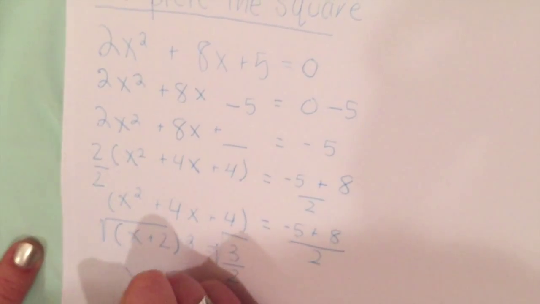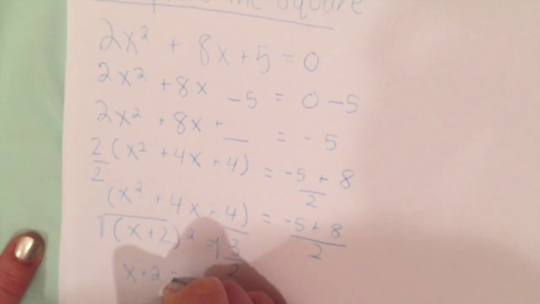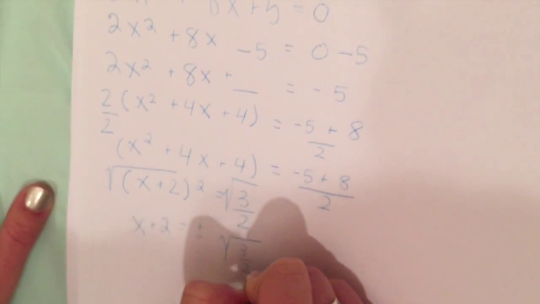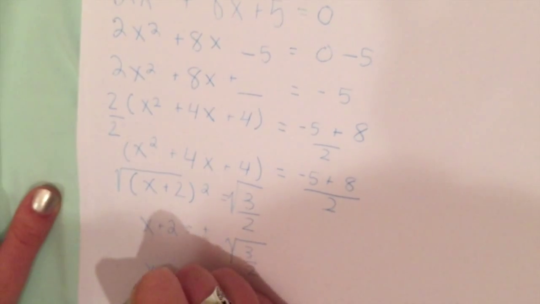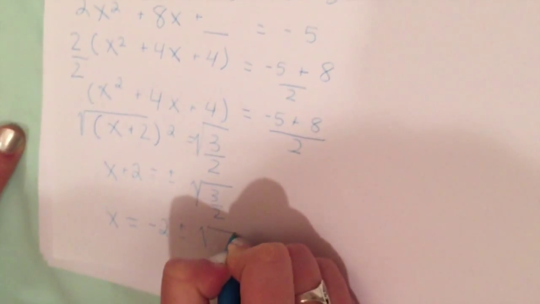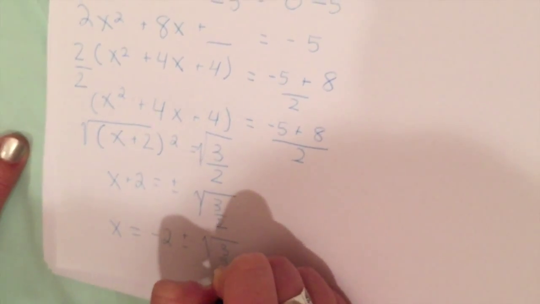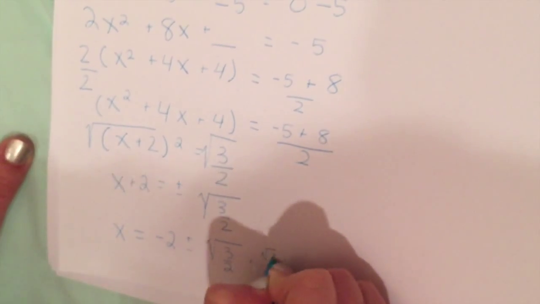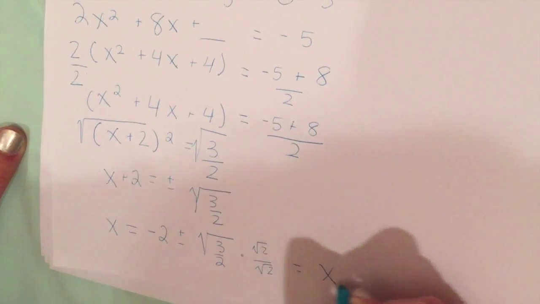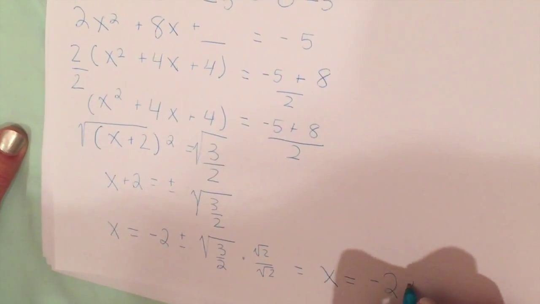The next step is to subtract the 2 from the left side and bring it over to the right side. So x equals negative 2 plus or minus radical 3 halves. But to rationalize the denominator, you need to multiply both the denominator and the numerator by radical 2. And the final answer is x equals negative 2 plus or minus radical 6 over 2.